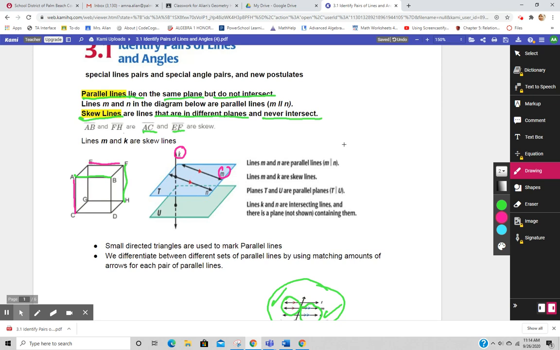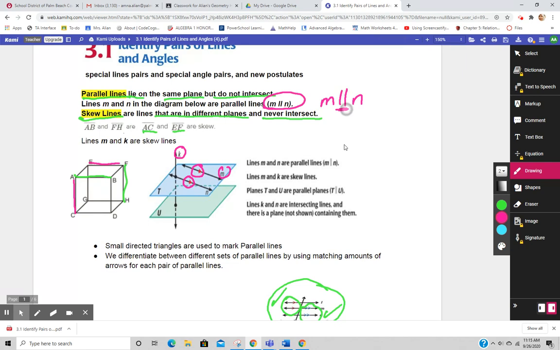Okay? When lines are parallel, we use these markings again on a diagram to show they're parallel. But when we want to indicate they're parallel in written form, this is the way we do it right here. So I'll write it out for you. Line M is parallel to line N. So we just use these two parallel lines side by side like that to indicate two things are parallel.